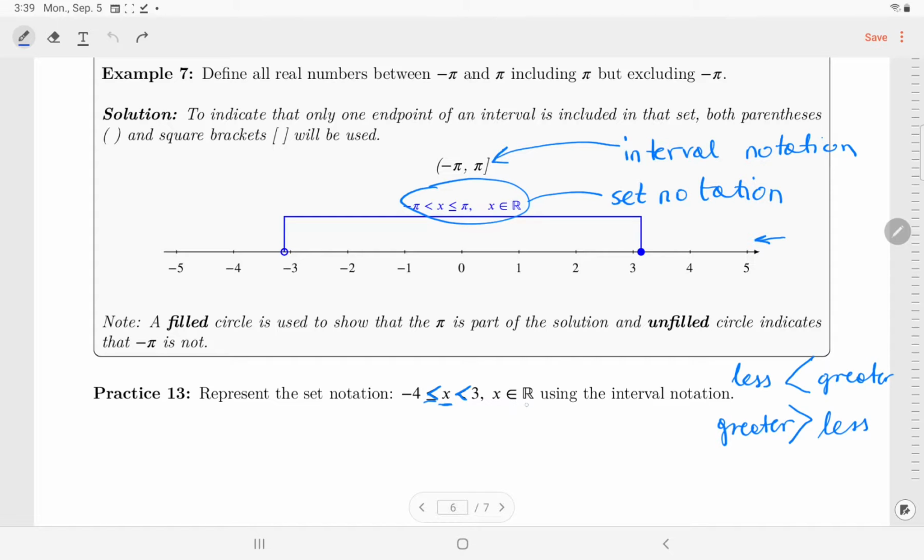Where x belongs to all real numbers using the interval notation. So we have to figure out what kind of brackets we are using. So -4 on one side and 3 on the other side. These are two endpoints. Now, since x is greater or equal to -4, it belongs to the set, but 3 does not belong to the set because x is less than 3. So -4 is part of the interval and 3 is excluded.